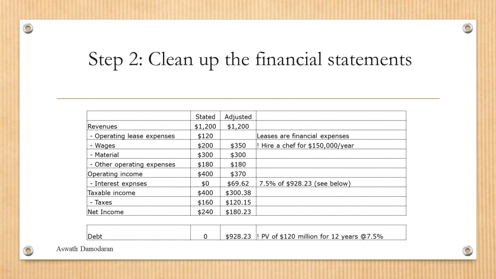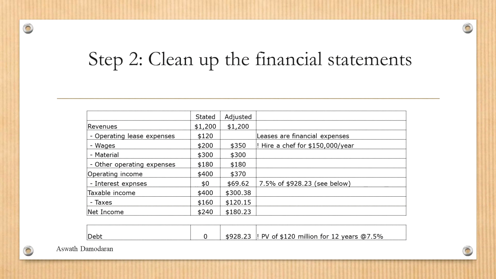What is 928? 928 is the value of this lease commitment, or the value of this long-term debt, which is the present value of $120,000 for the next 12 years, using a 7.5% discount rate. And the interest expense on this lease commitment would be the true cost of this lease program. So that will lead to lower taxable income, going from $400,000 down to $300,000. And after 40% taxes, the net income would be something around $180,000.